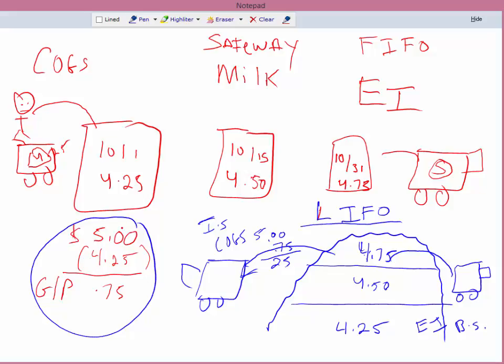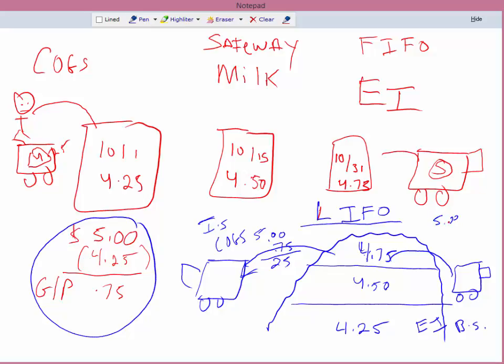Right? Okay, so FIFO is worse for the income statement. LIFO is better for the income statement, isn't it? So right here is LIFO, and we could have shown it right here instead of that other slide where I was showing you. LIFO is better for the income statement because we're going to show what?